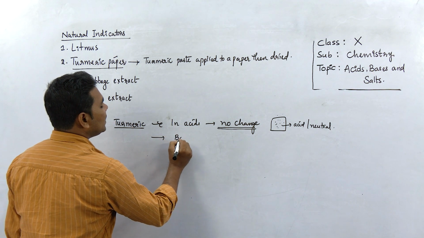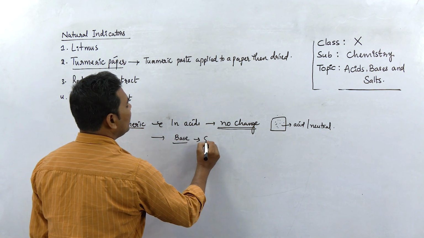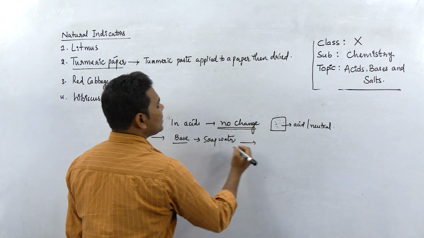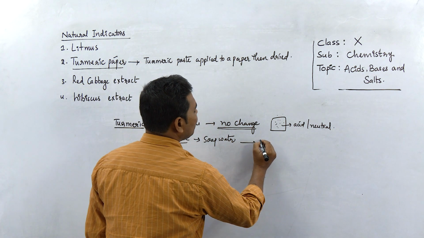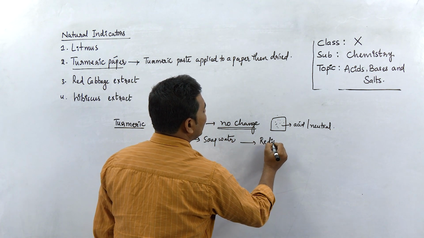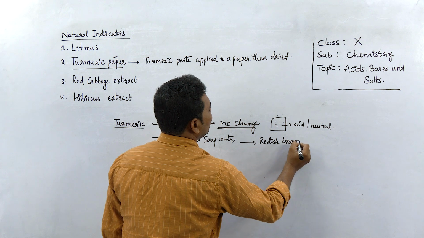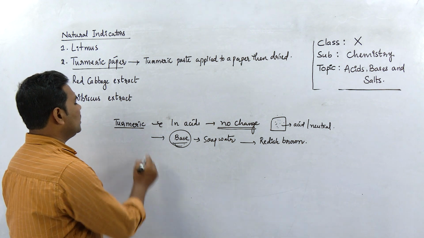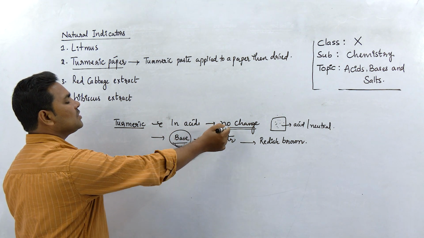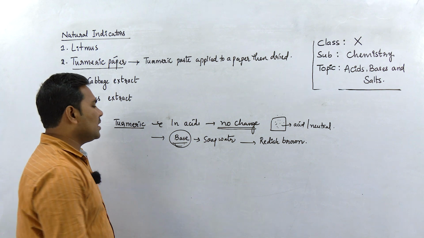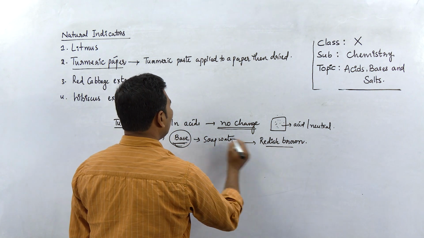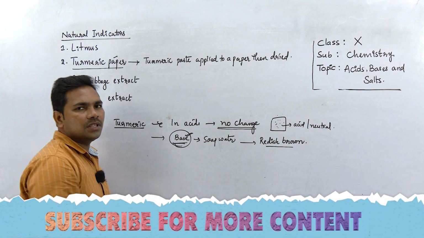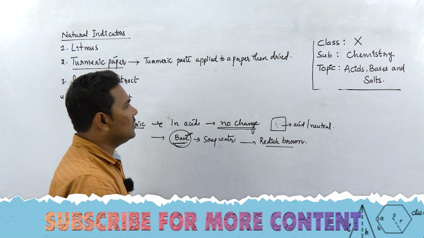If the added substance is a base, for example, soap water is taken and a few drops of soap water are added to turmeric paper, and this turmeric paper turns reddish brown, then we can identify that the given substance is a base. So the turmeric paper's color is not changed when acid or neutral solution is added, but it turns reddish brown when soap water, a basic solution, is added to it, so that we can identify using this turmeric paper whether the given solution is acid or base.